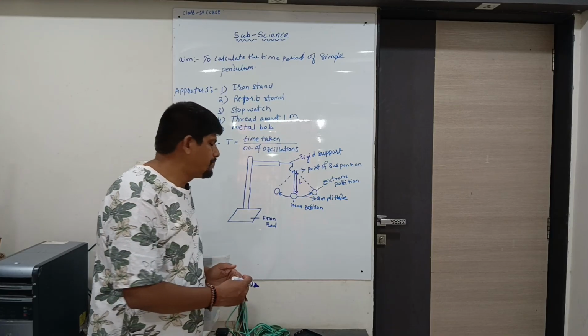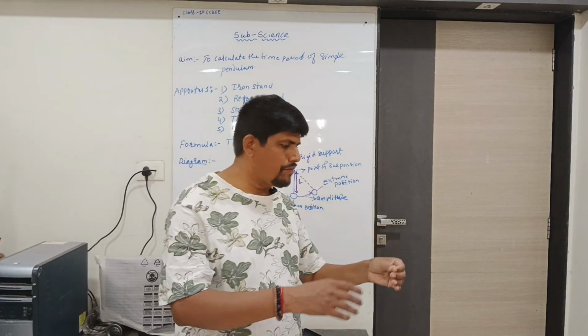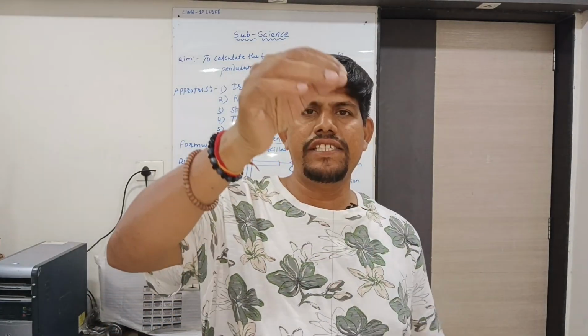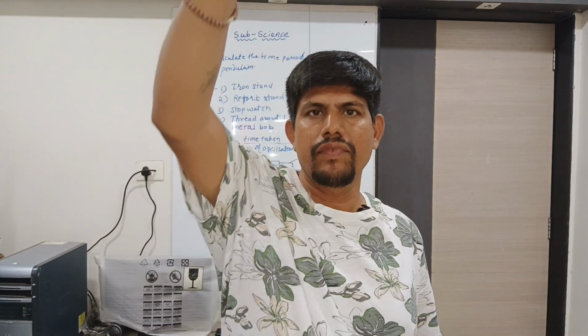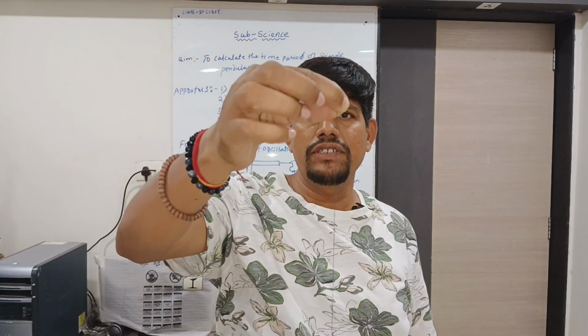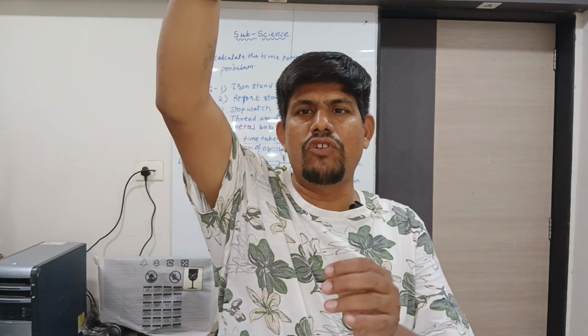Okay. Now just see how you can construct the simple pendulum. See here. So suppose this is the rigid support. The thread is supported by the rigid stand, and its one end is connected to the stand, and the free end of the thread is connected with the metal bob.